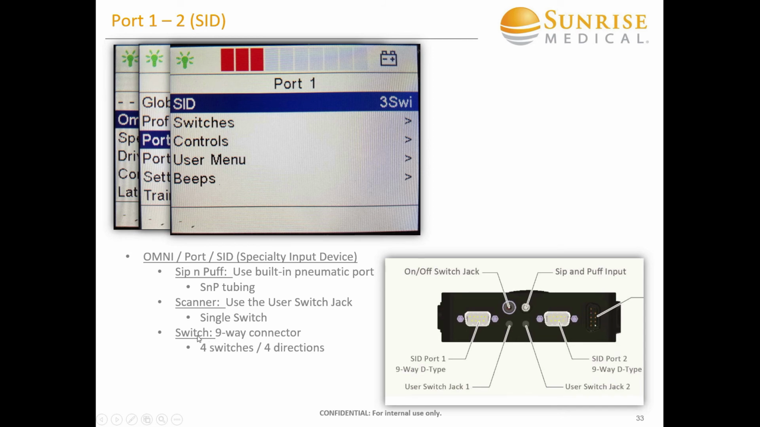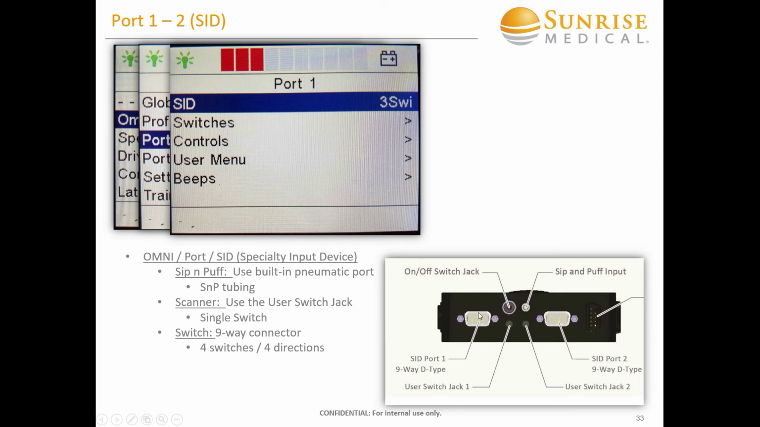And then we have a switch option. So there are two different types of devices that we plug in. There's a switch and then there's proportional. Both of those devices are ones that we can plug in. And we're going to plug those into the 9-way connectors on the bottom. We call it a 9-way because there are 9 pins inside of this connector.